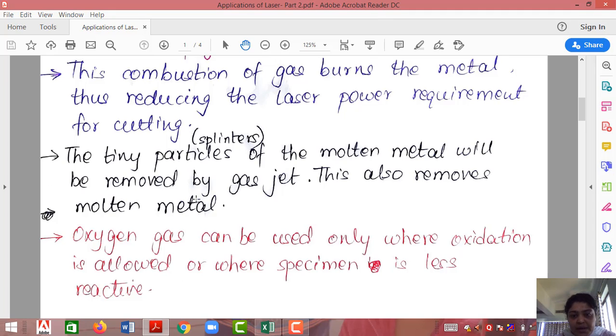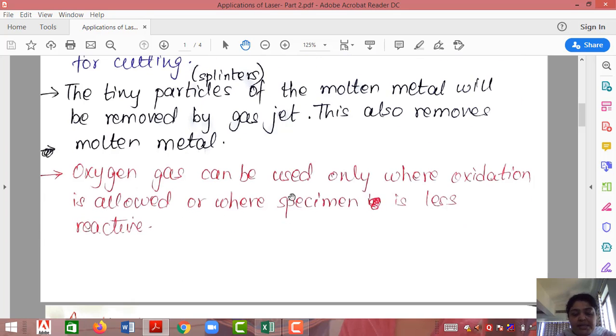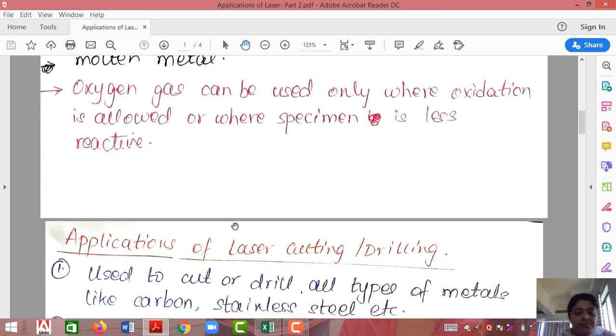So the gas jet will definitely serve its own purpose, but this gas chamber through a nozzle is created to aid in cutting. The gas jet removes the molten metal, it removes the splinters, it gives a cooling effect. So that has a different purpose. Oxygen gas can be used only where oxidation is allowed or where the specimen is less reactive. Otherwise, inert gases are strictly used.